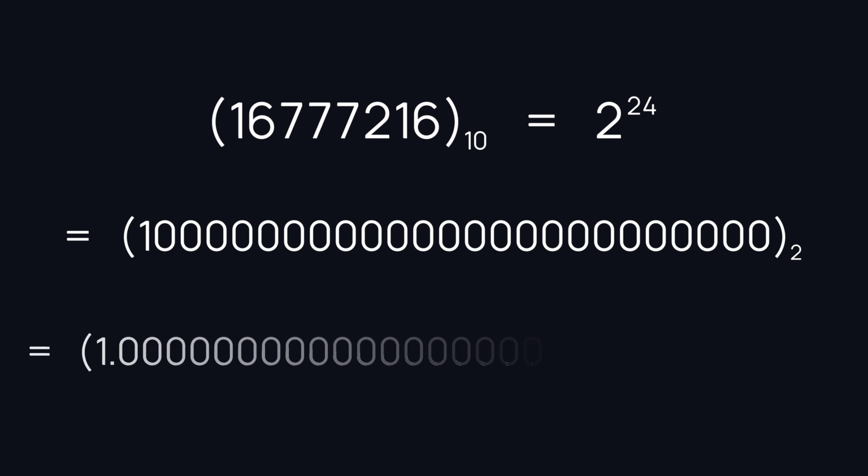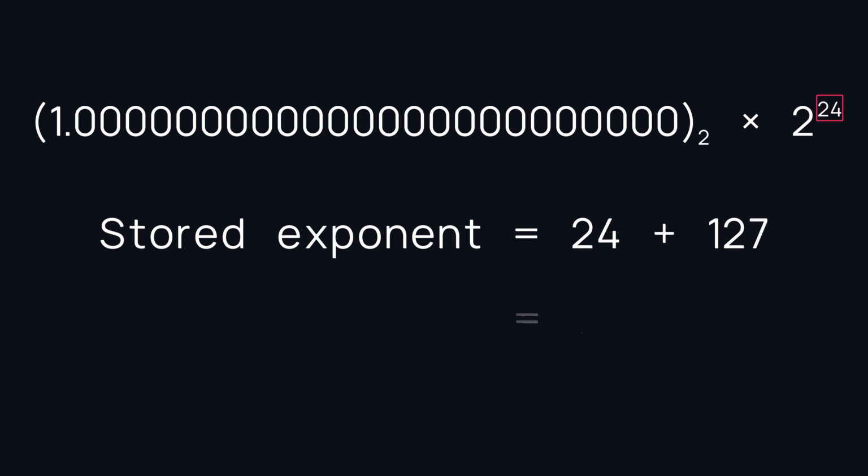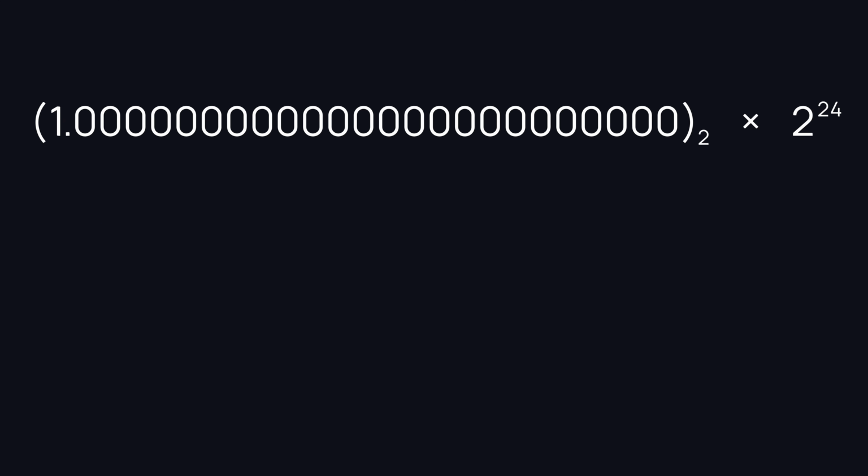Now let's normalize it. The exponent is 24. So the stored exponent becomes 24 plus 127, that gives us 151, which easily fits inside the 8-bit exponent field. So the exponent isn't the problem. The interesting part is the mantissa.